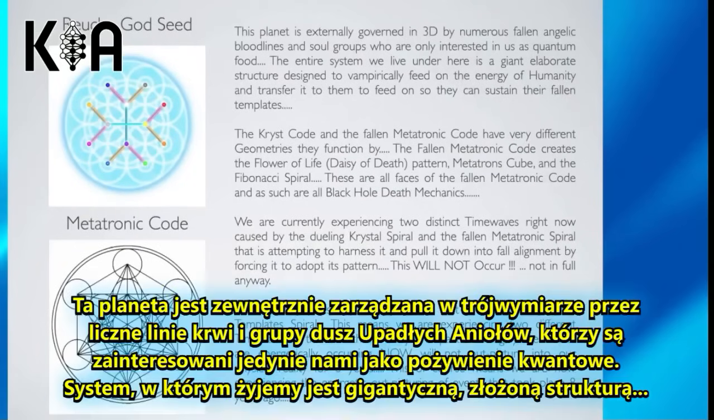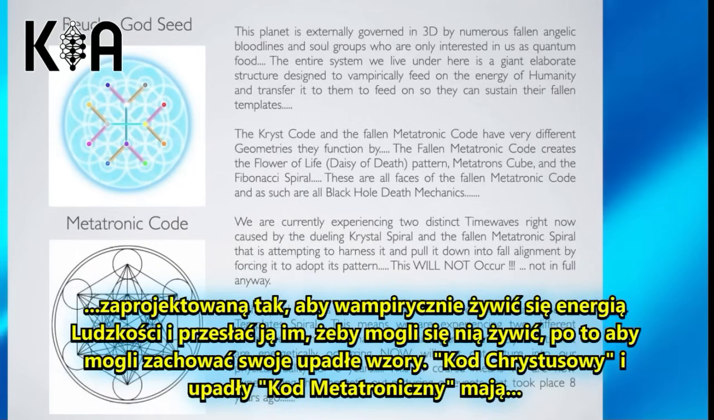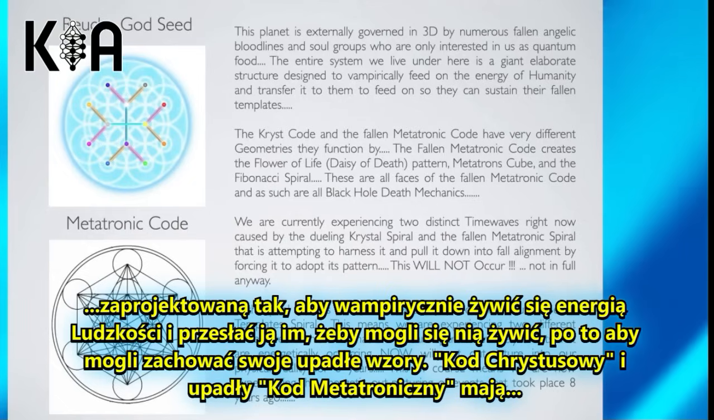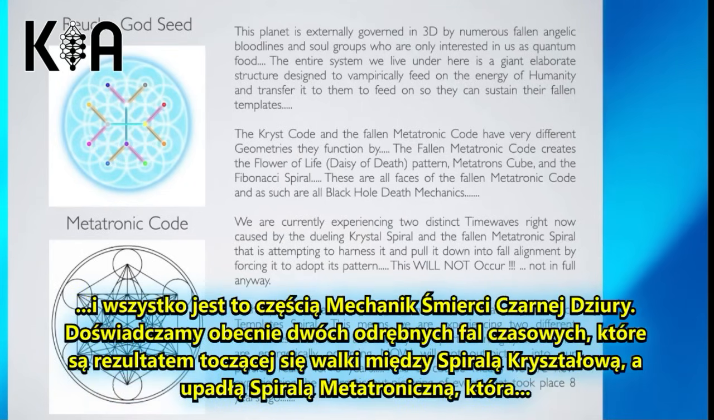Okay, so this planet is externally governed in 3D by numerous fallen angelic bloodlines and soul groups who are only interested in us as quantum food. The entire system we live under here is a giant elaborate structure designed to vampirically feed on the energy of humanity and transfer it to them so they can feed on it to sustain their fallen templates. The Christ code and the fallen Metatronic code have very different geometries they function by. The fallen Metatronic code creates the flower of life or daisy of death pattern, Metatron's cube and the Fibonacci spiral. These are all faces of the fallen Metatronic code, and as such they are all black hole death mechanics.